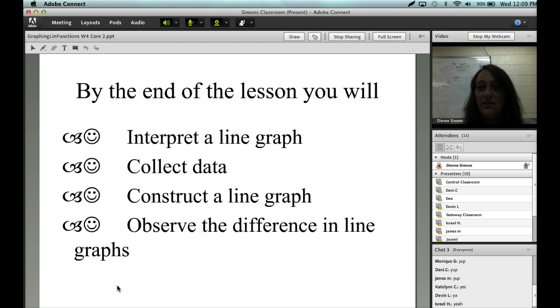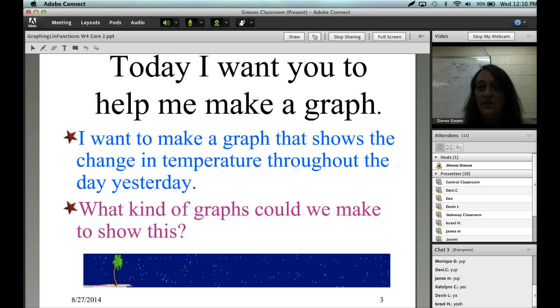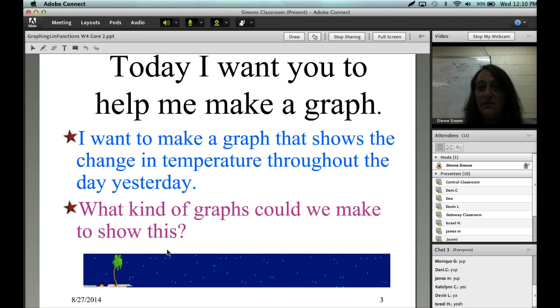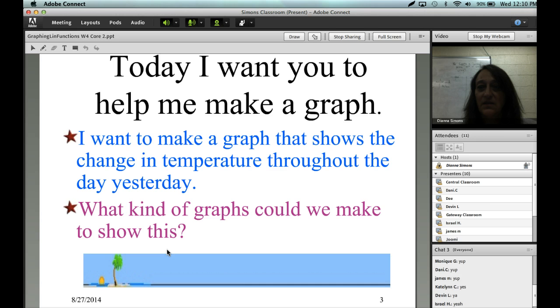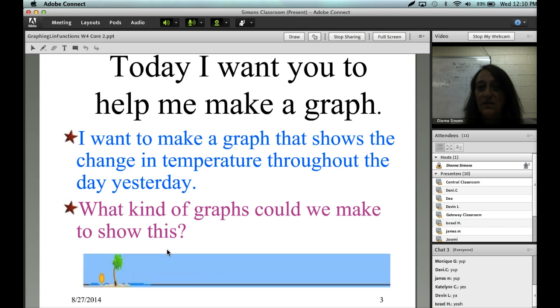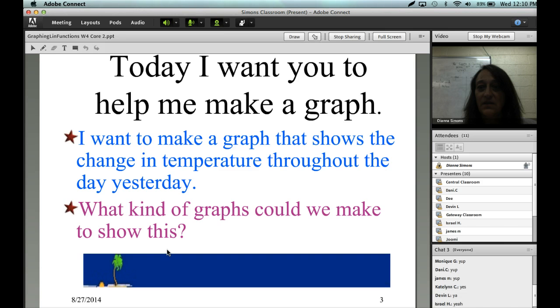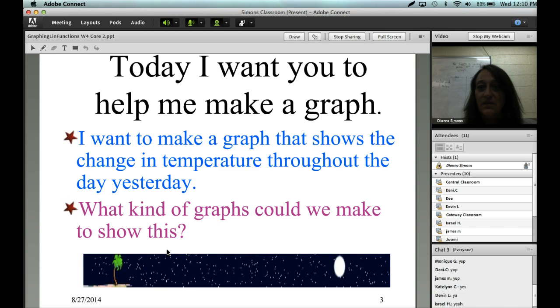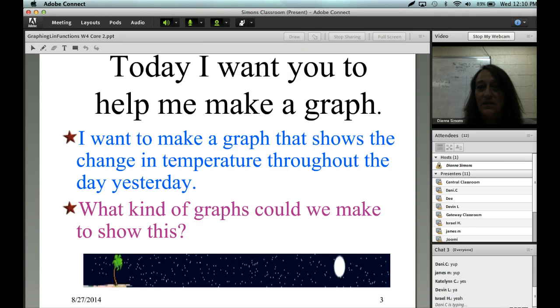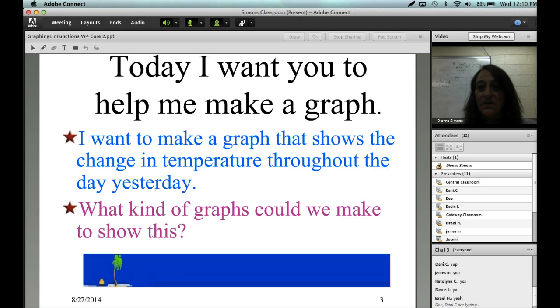So, by the end of this lesson, you are going to be able to interpret a line graph, collect data, construct a line, and observe the differences in line graphs. Sounds like fun. Okay, so we want to make a graph. With this graph, I want to think about the temperature yesterday. So what kinds of graphs would I make to show this? Write down in the chat box, guys. What kind of graph? Type it in the chat box.